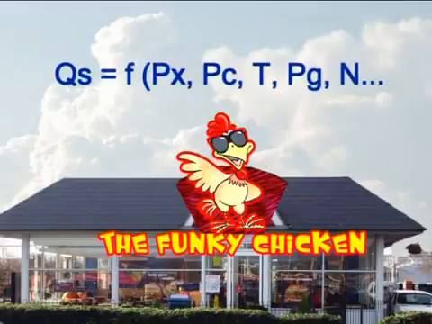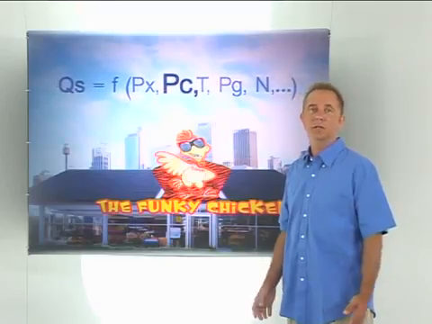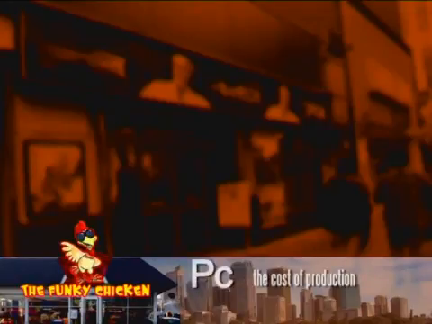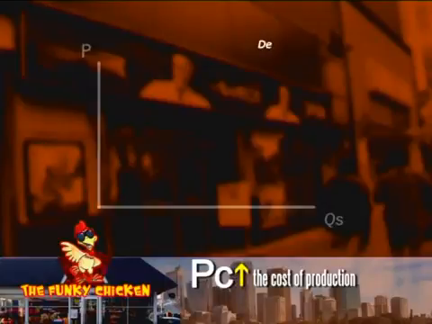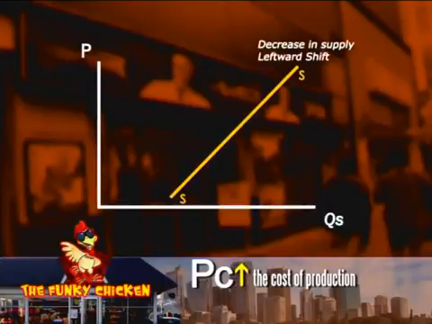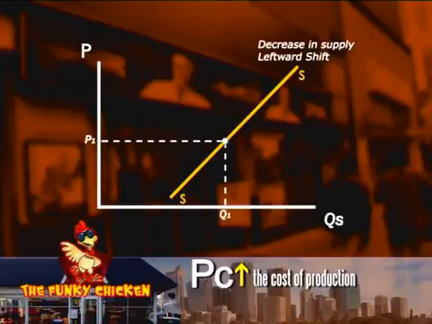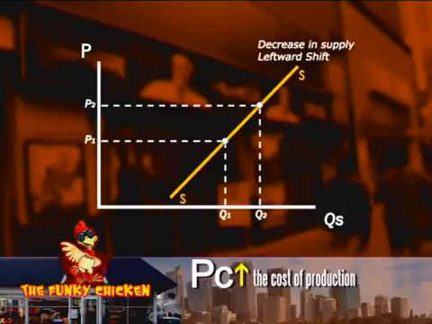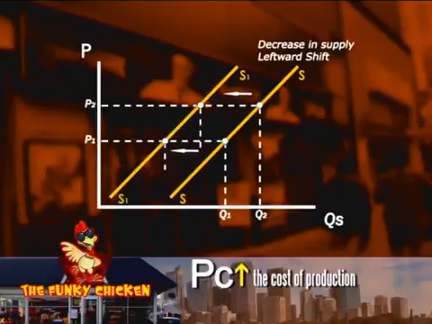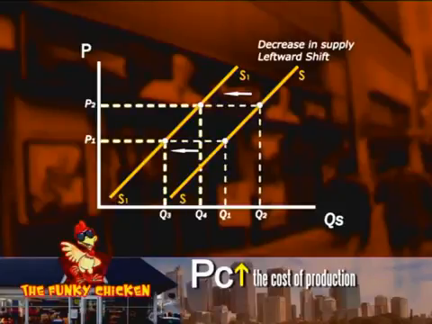To start with, let's consider the effects of a change in the cost of production, PC. From our previous conversations about what determines the supply of fried chicken pieces, we saw that if the cost of production increases, the funky chicken will tend to supply a lower quantity at the same price. Looking at our supply curve, at each price, a lower quantity would be supplied than before, and a new supply curve to the left of the original one is formed. This is a leftward shift of the supply curve.